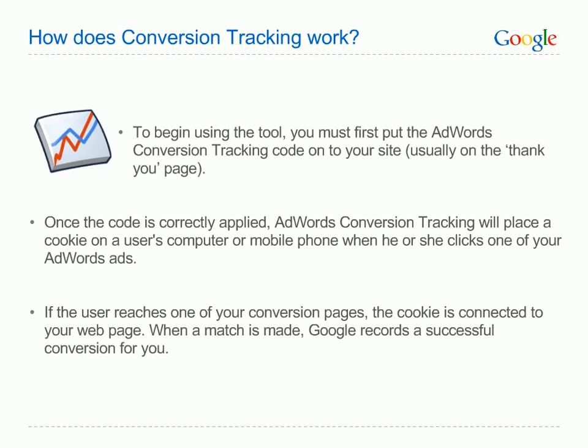So how does conversion tracking work? Well, to begin using the tool, you must first put the AdWords conversion tracking code in your site. Once the code is correctly applied, AdWords conversion tracking will place a cookie on a user's computer or mobile phone when he or she clicks on one of your AdWords ads. If the user reaches one of your conversion pages, the cookie is connected to your web page. When a match is made, Google records a successful conversion for you.